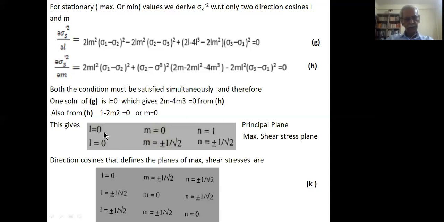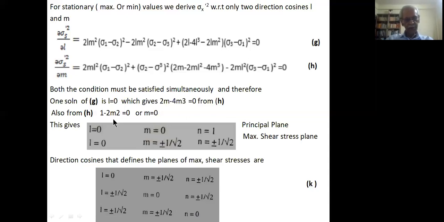If L equal to 0 and m equal to 0, then we have L square plus m square plus n square equal to 1. So then n must be 1. Look at it carefully. We are saying L equal to 0. If L equal to 0, one possibility is m equal to 0. If both L and m are 0, then n must be 1, because L square plus m square plus n square is equal to 1.